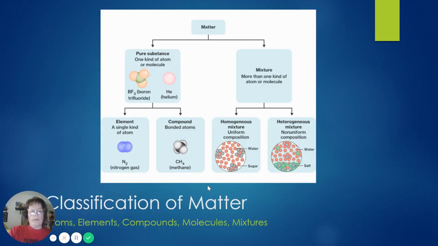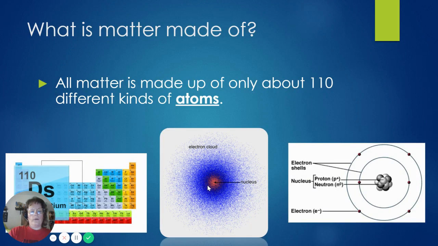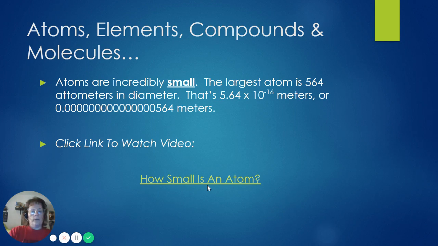All right, when we classify matter, we throw it into different categories. We start off, of course, with the atom, which is the smallest piece of matter, kind of like cells in living things. Atoms are the basis of chemistry. There are about 110 different known kinds of atoms at this point. So we're always discovering new things. Atoms, elements, compounds, and molecules.